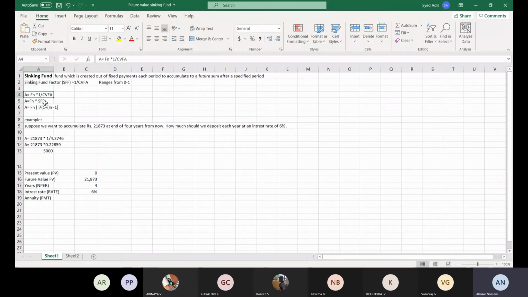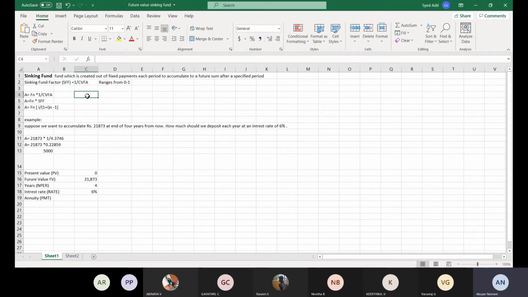There is one more formula that we have: annuity, or amount, is equal to Fn times i divided by (1 plus i) raised to the power n minus 1. With these formulas we can calculate the sinking fund amount that we want to accumulate in the future.